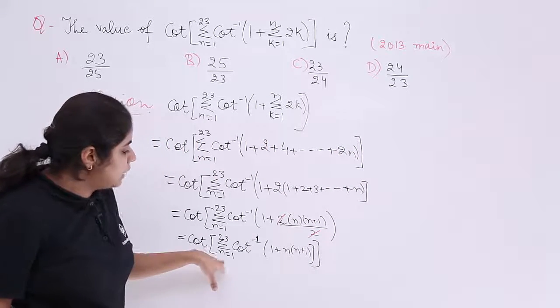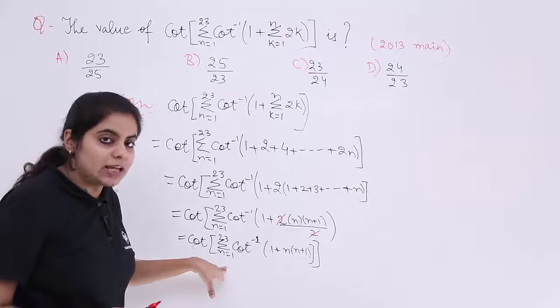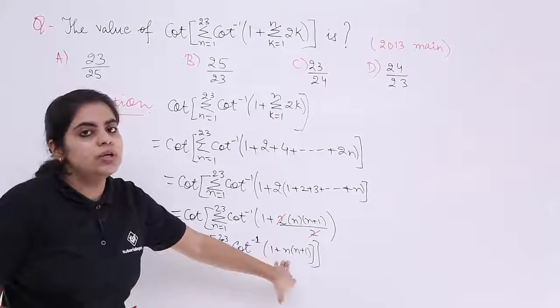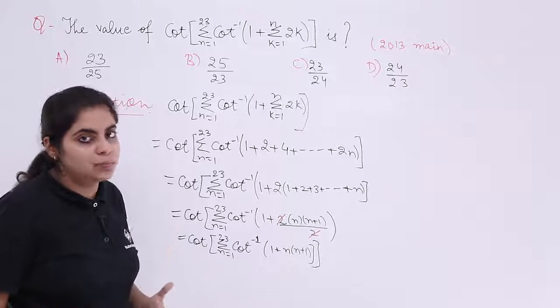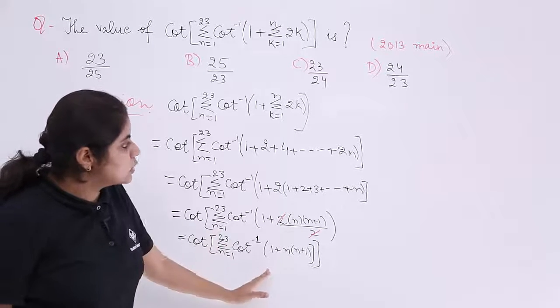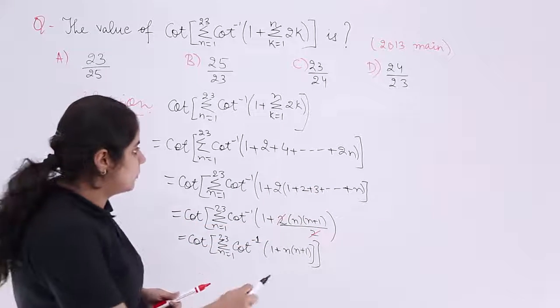Now, even I can remove this summation too. Why I can remove this summation? Because ultimately we are going to apply the values. So we'll be removing it here or later, it is up to us. Let's solve this question further in the second part.